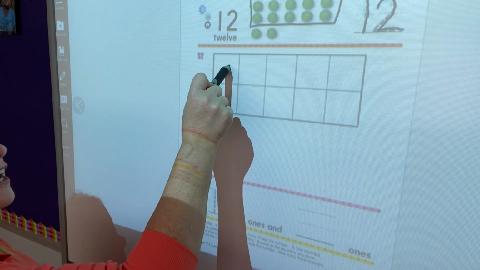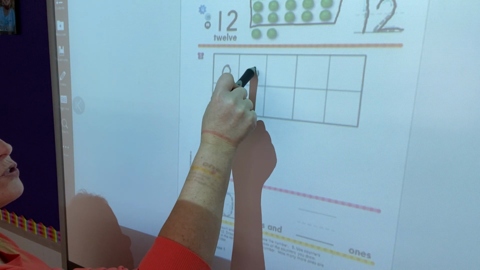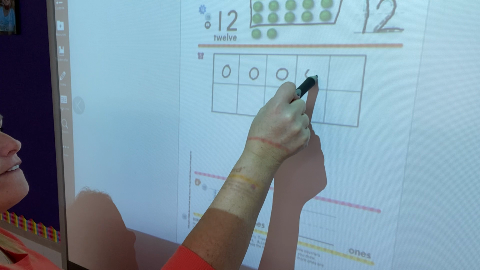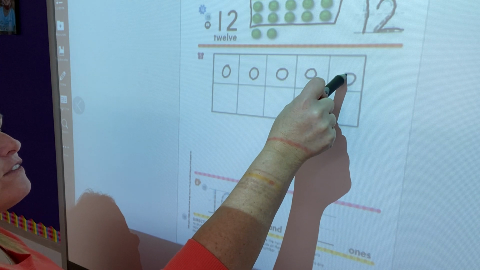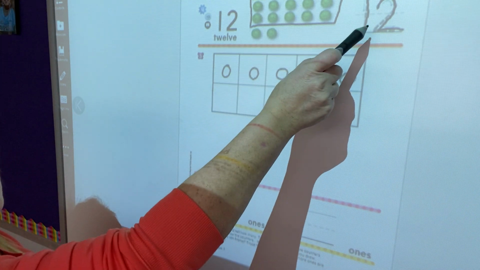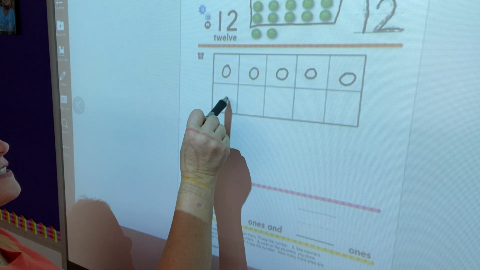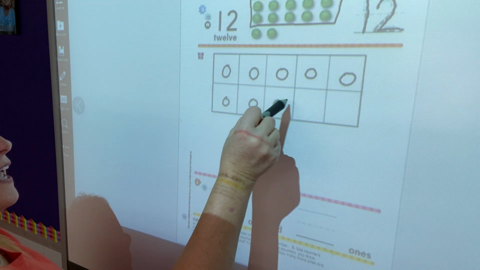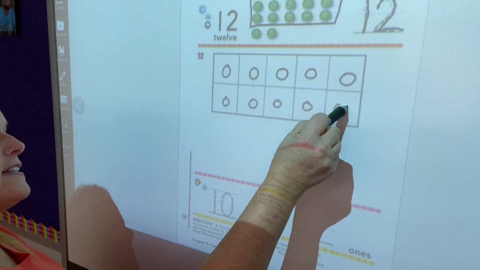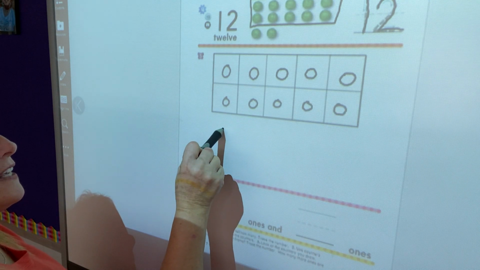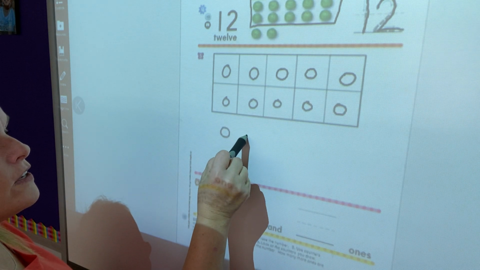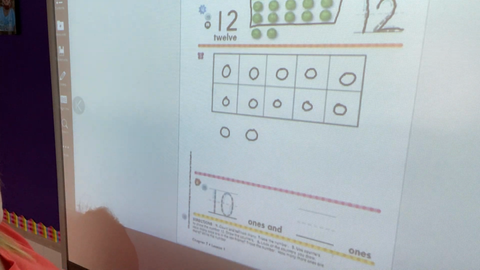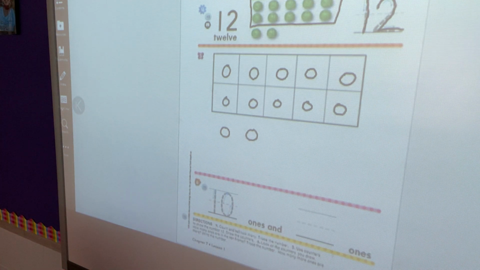So let's start drawing. 1, 2, 3, 4, 5. We're going to keep going till we get to 12. 6, 7, 8, 9, 10, 11, 12. Now this looks a little bit different.